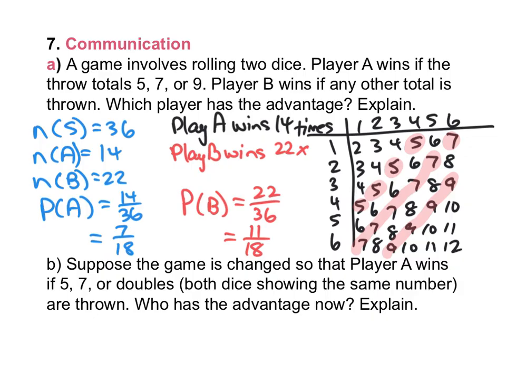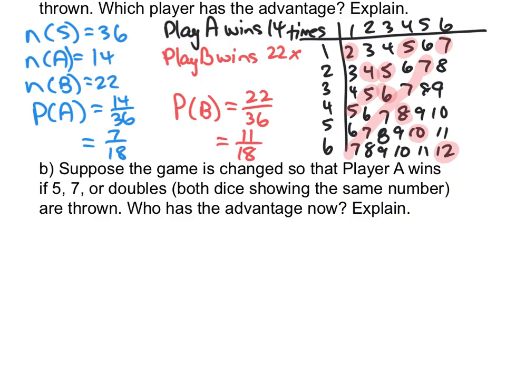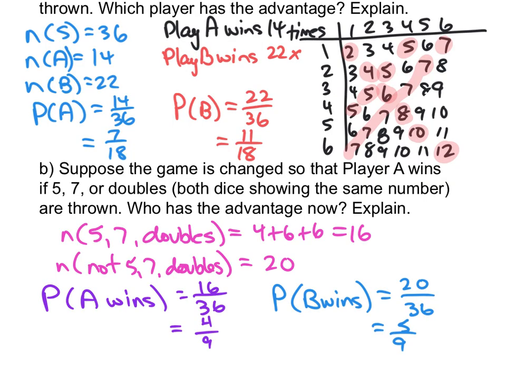What if we change it? Now suppose the game is changed so player A wins if he has 5, 7, or doubles. So I'm going to change what we've got in our chart. Now we've got a few more ways for player A to win, so we can count those up. So player A now has 16 chances to win, but player B still has 20. So player B still has the advantage. So we have narrowed the gap on player A versus player B winning, but player B still has a slight advantage over player A.